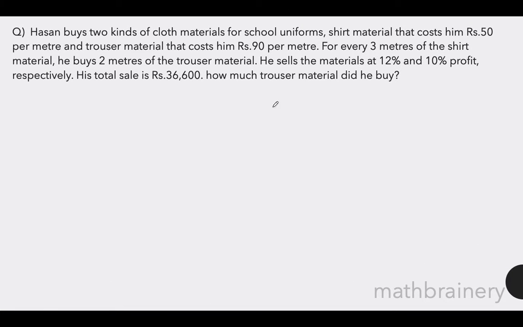Hassan buys two kinds of cloth materials for school uniforms. Shirt material cost him 50 rupees per meter and trouser material cost him 90 rupees per meter. For every 3 meters of the shirt material, he buys 2 meters of trouser material. He sells the materials at 12% and 10% profit respectively. His total sale is 36,600 rupees. How much trouser material did he buy?